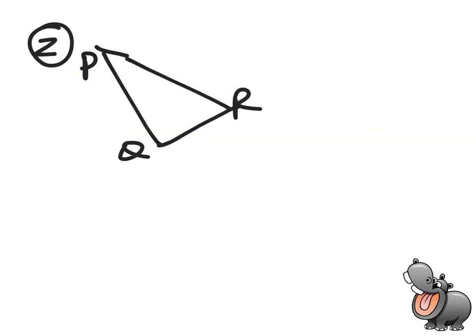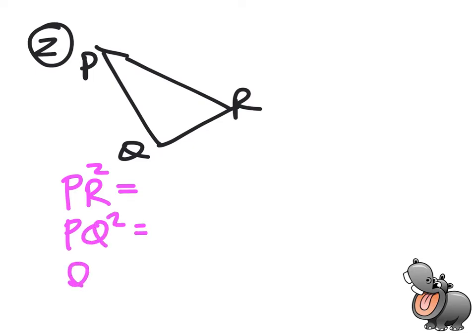Question 2. Prove the triangle is right angled. Well, it's a converse of Pythagoras question. So the first thing we need to do is take each side and square it. So what is PR squared? What is PQ squared? What is QR squared?